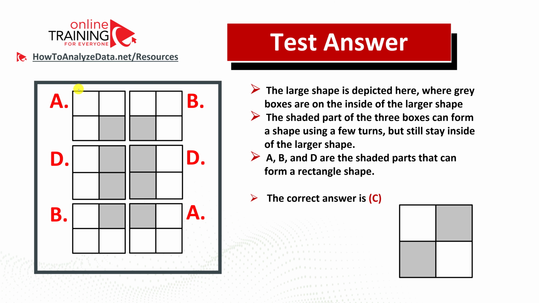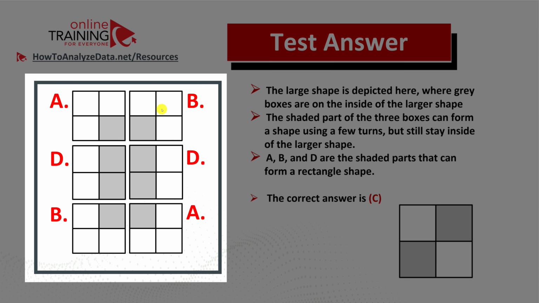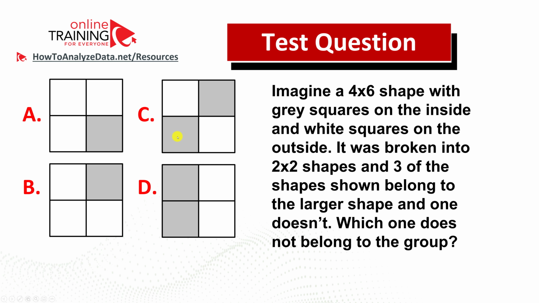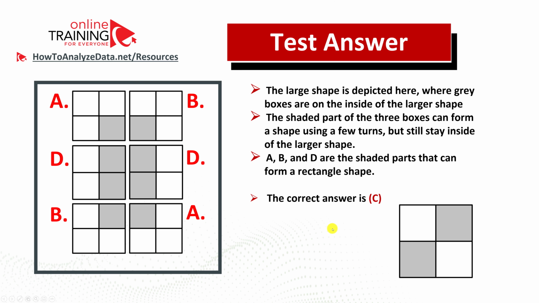As you might be well aware, a visual is worth 1,000 words or more. In this case, this is the 4x6 shape with the gray boxes on the inside and the white boxes on the outside. And it was broken down into 2x2 shapes. If we go back to the question, you see that the choice A is represented right here if you flip the box in the bottom right corner of the screen. Choices B are in the opposite corners, and choices D are in the middle. But what you see is that choice C is not represented here anywhere. So the correct answer here is choice C.